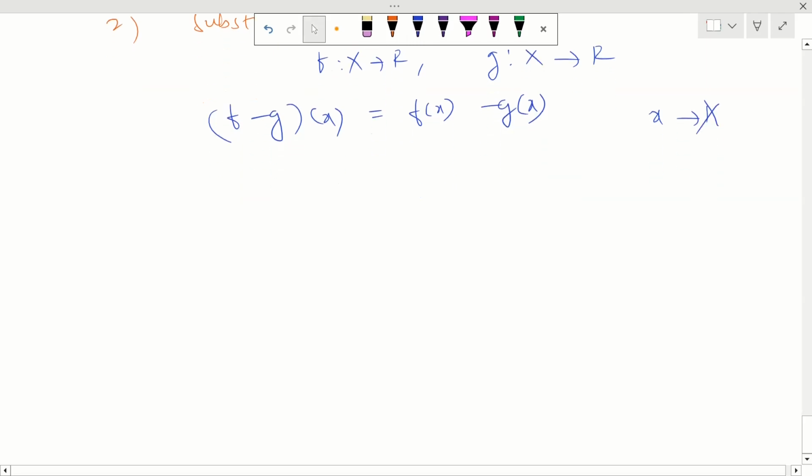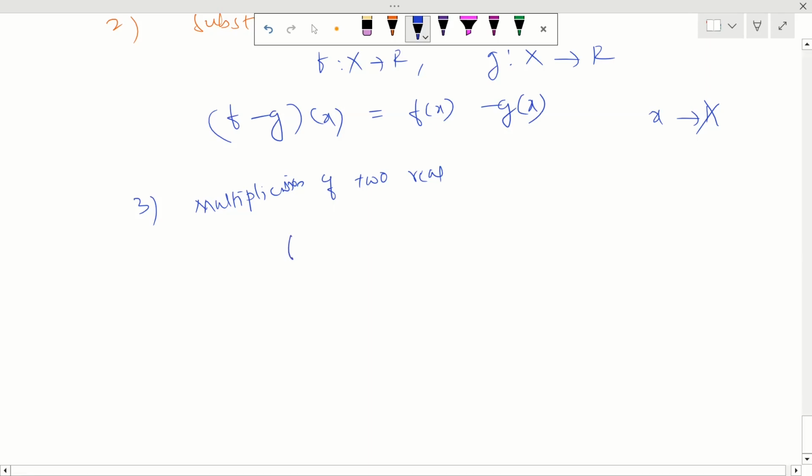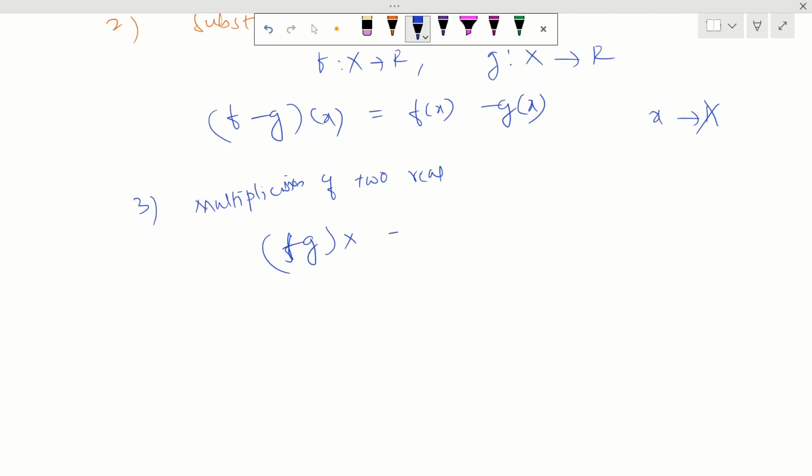Next is multiplication of two real numbers. The statement is the same here. Multiplication means f into g of x. Then we'll get f of x into g of x. F of x into g of x.